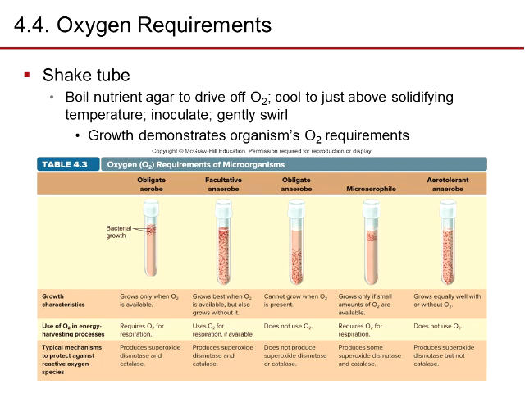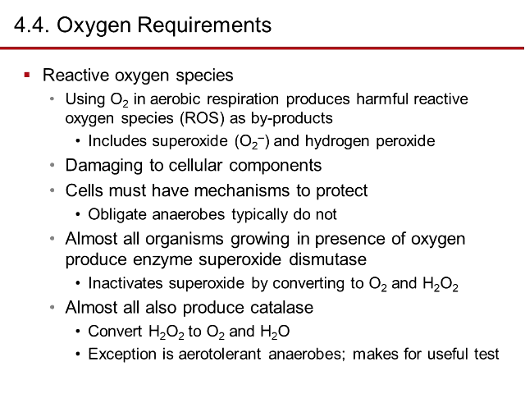And you can see the differences in the growth characteristics, the use of oxygen, and typical mechanisms to prevent or protect against reactive oxygen species. Now, using O2 in aerobic respiration produces harmful reactive oxygen species, ROS, as byproducts. These include superoxide, O2 minus, and hydrogen peroxide. They damage cell components, so cells must have mechanisms to protect themselves. Obligate anaerobes don't really have to worry about that because they're located in places where the oxygen isn't.